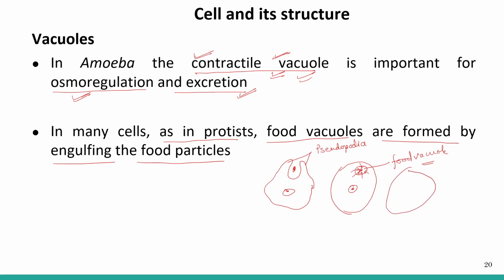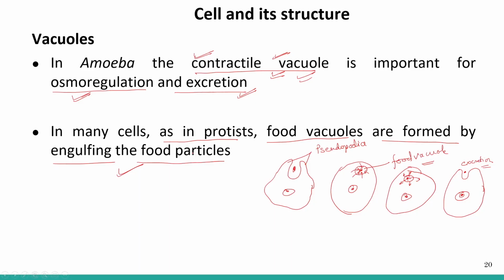Okay, now after the digestion of food, whatever digested food is there gets absorbed into the cytoplasm, and whatever undigested food is present is given out from the cell, that is called excretion, right? So in this way, food vacuoles are formed in the case of amoeba.